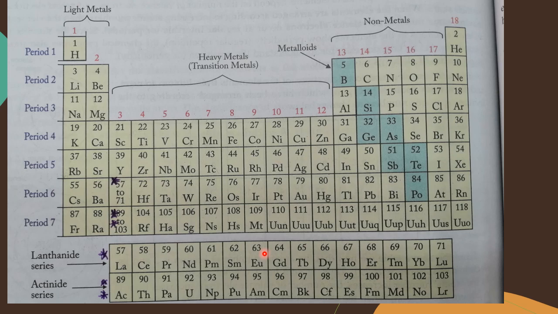That means in the modern periodic table, the elements are further divided into S block, P block, D block and F block elements. About the detail of SPDF, you will learn in standard 11 and 12. I have just given you an introduction about the SPDF block elements.